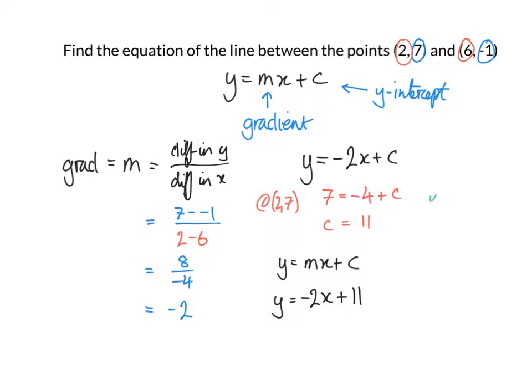If we had used 6, -1, when we put those values into y equals -2x plus c, the y value is -1. X is 6, so -2 times x is -12 plus c. And again, when we rearrange that, we get that 11 equals c. We get the same answer here as we did over here. So it doesn't matter which of the coordinates we use. And so our final answer, the equation of the line, based on y equals mx plus c, is y equals -2x plus 11.